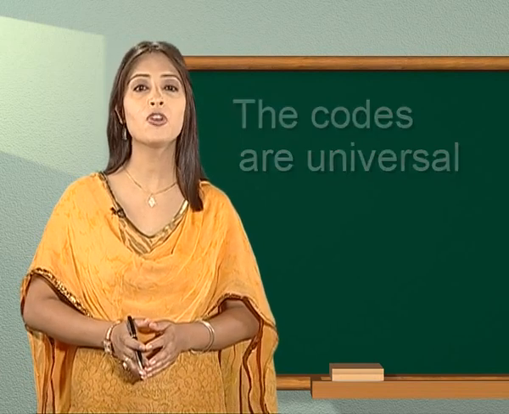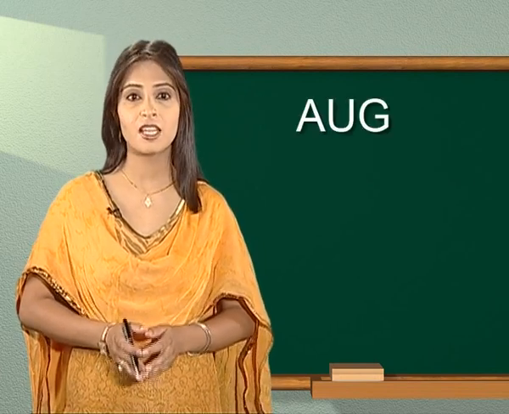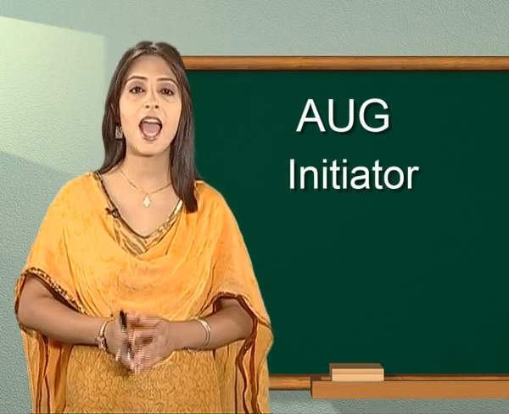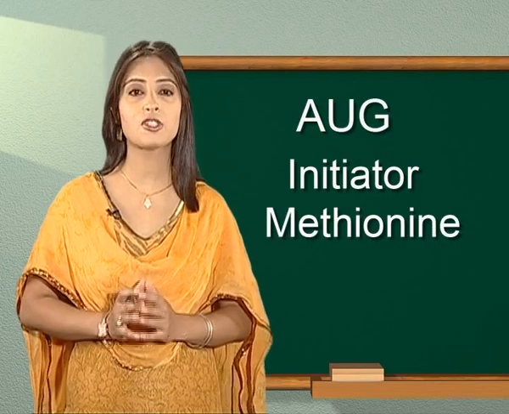There is one codon known as AUG, which has dual functions. It acts as initiator and codes for methionine also.